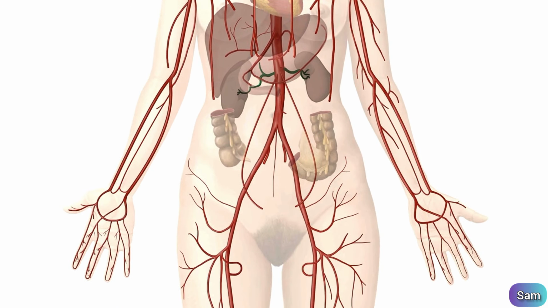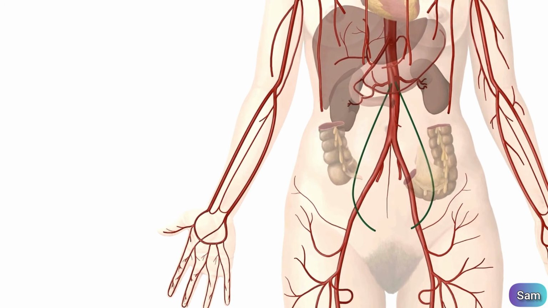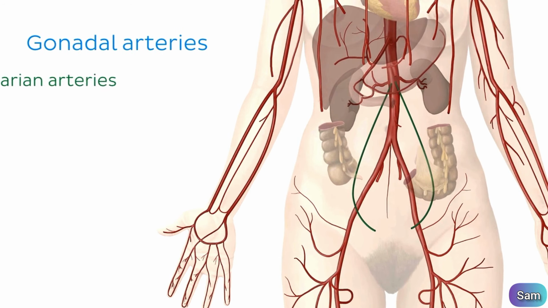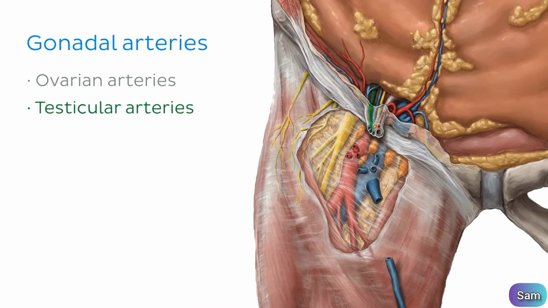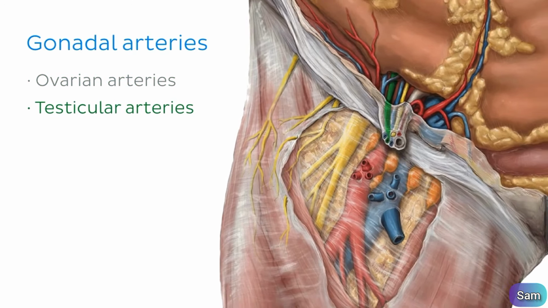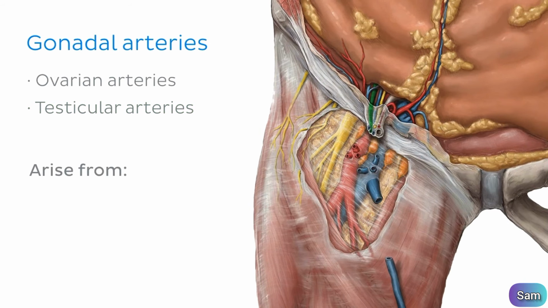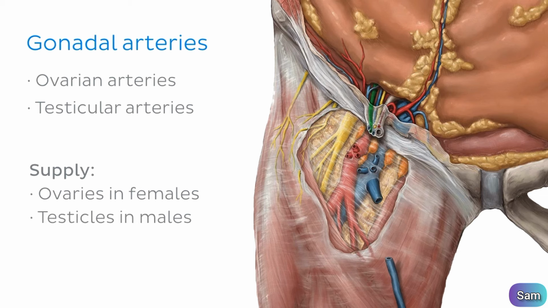Moving down a little bit, we're now going to talk about the gonadal arteries, which are of course slightly different in males and females, so we're going to talk about these separately. But first we're going to look at the ladies. So in this image we can see the ovarian arteries, and in this image here we can see the testicular arteries. In both males and females, the gonadal arteries arise directly from the abdominal aorta, and they course inferiorly and laterally to the pelvic region to supply the ovaries in females and the testicles in males, crossing the ureters anteriorly along their course.